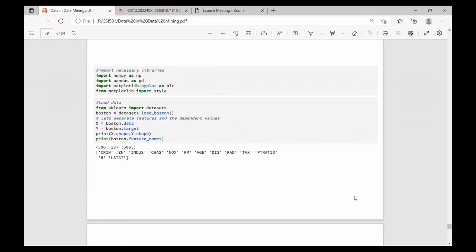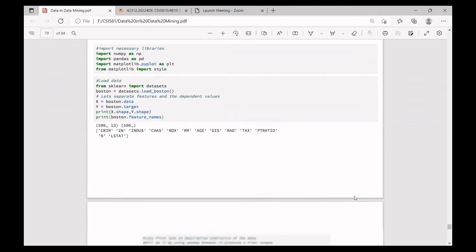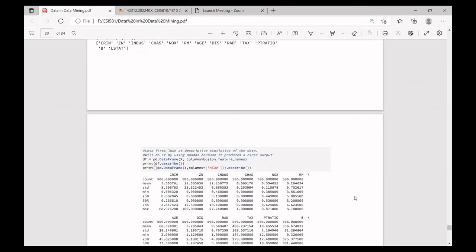And you can print out the names of the features, and that has been printed out. And as far as Y is concerned, Y is going to be a column vector with 506 rows, because it's only one value per record, that is the dependent. All right. So we got the necessary libraries, we got the data. So let's see what we can do next.